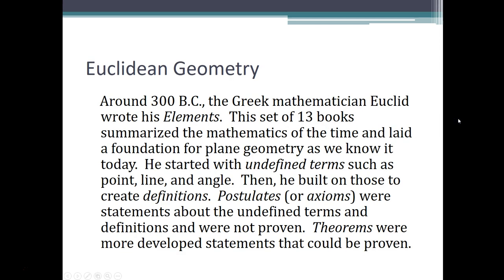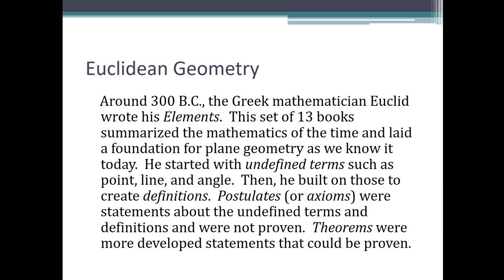So around 300 BC, we have the Greeks, and especially the Greek mathematician Euclid, for which Euclidean geometry is named. He wrote his set of 13 books called the Elements. In these books, he summarized the mathematics that was known at the time to folks in the area, and he laid the foundation for the planar geometry that we know today.